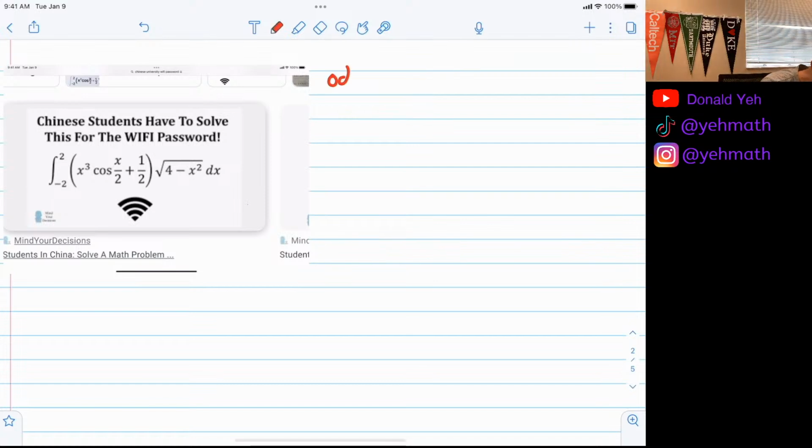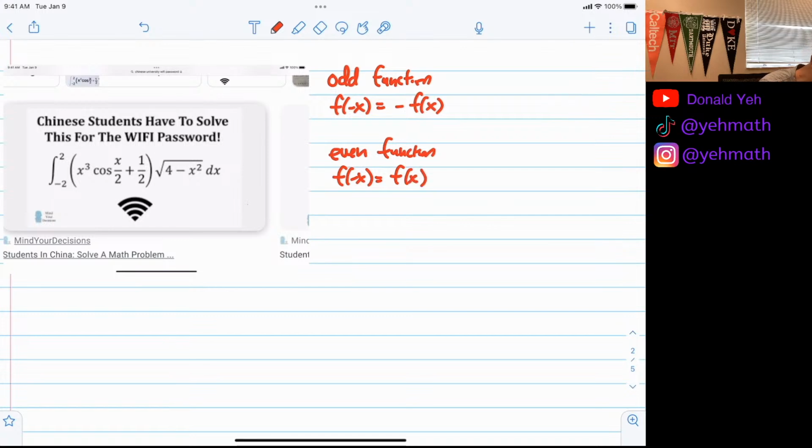So if it is an odd function, f of negative x becomes negative of f of x. If it is an even function, then f of negative x is equal to the original function. This is the opposite. This is the opposite.